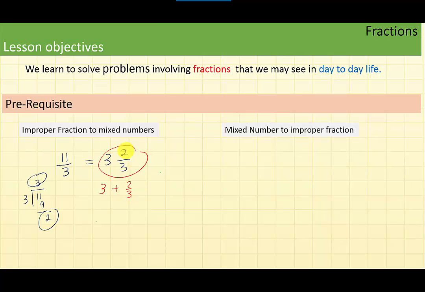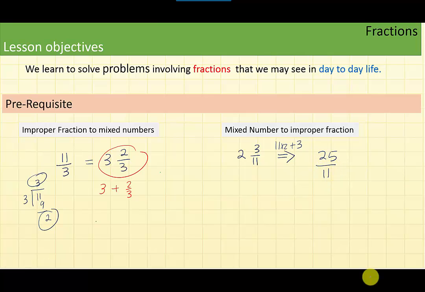Now, mixed numbers to improper fractions. Suppose we have the number 2 and 3 over 11. This is a mixed number. We want to convert it into an improper fraction. This means when some number is divided by 11, we have 2 elevens and then 3 is left. So in order to find the actual number, we multiply 11 times 2, which is 22, and then add 3. So 22 plus 3 is 25 over 11.